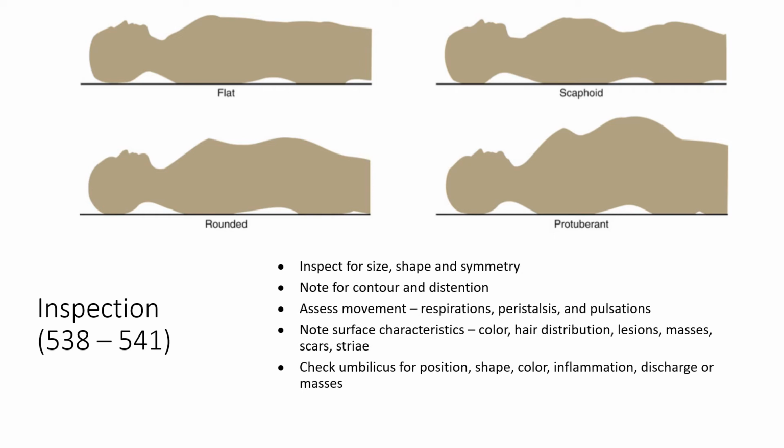Now here are some common shapes of the abdomens that you'll see, and you can use these in notes to describe. There's the flat abdomen. Scaphoid is where it's indented, that's the top right, or concave. You can have a slightly rounded abdomen, which is normal, especially for females, or you can have a protuberant abdomen, which could be caused by ascites, which is fluid in the abdominal cavity, obesity, or pregnancy.